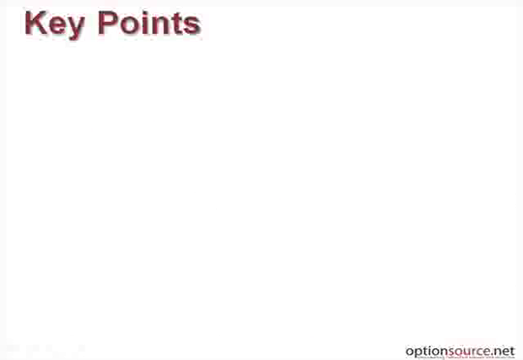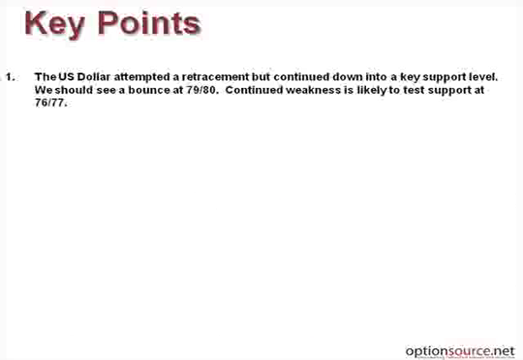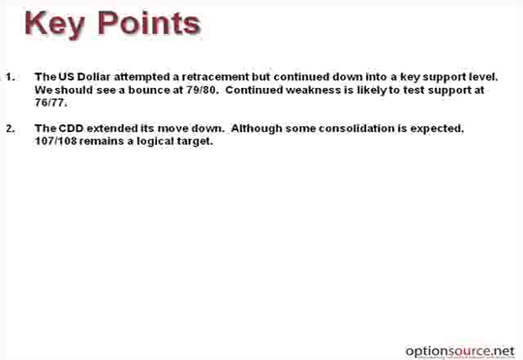Let's take a look at our key points. First of all, the US dollar attempted a retracement but continued down into a key support level. We should see a bounce at 79.80. Continued weakness is likely to test support at 76, 77. The CDD extended its move down as well, although some consolidation is expected. 107, 108 remains a logical target.